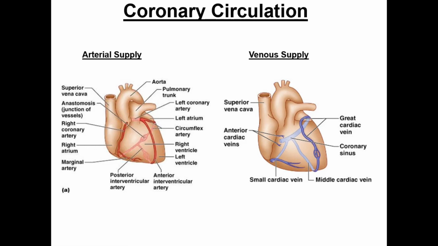The venous supply or the venous drainage is through the anterior cardiac veins and small cardiac veins. Here is the coronary sinus. This is the great cardiac vein, and this is the middle cardiac vein. So they drain the blood from the heart.